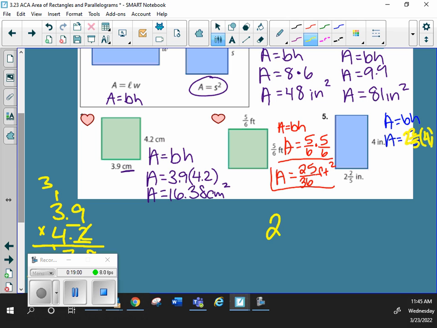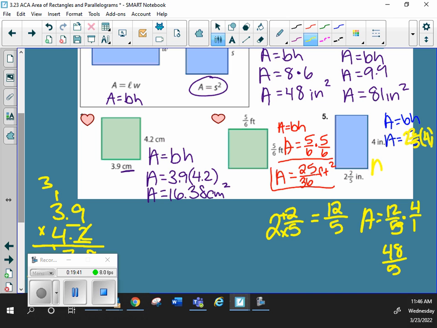I need to turn 2 and 2/5 into an improper fraction. So we use that TX. Start at the bottom, work your way up. 5 times 2 plus 2, 12. My denominator is 5. So A is equal to 12 over 5. How do I turn 4 into a fraction? Put it over 1, so 4 over 1. Now we just multiply across. 12 times 4 is 48 over 5 times 1, 5.